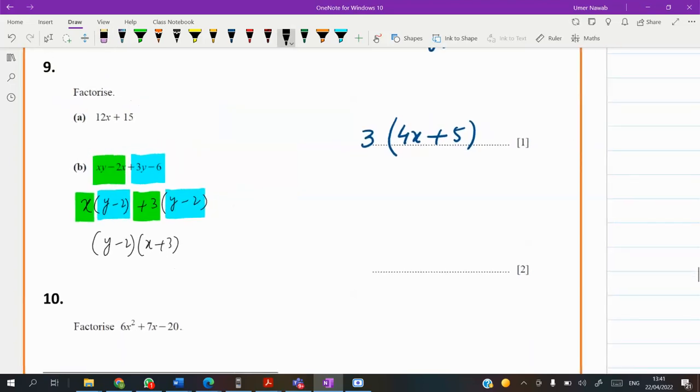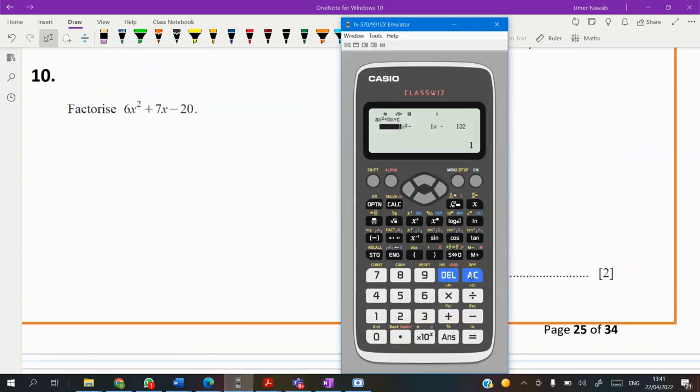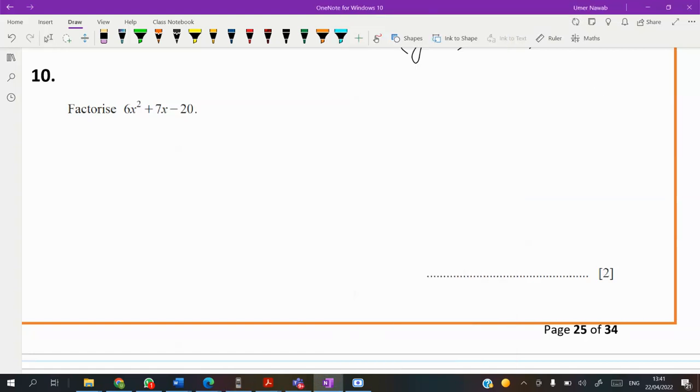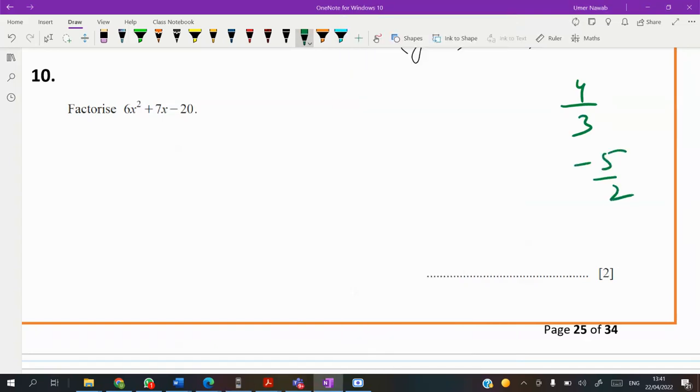Copied here. Quadratic factorization, go to the calculator. 6, 7, minus 20. You get 4 over 3. 4 over 3, first critical point. Second is minus 5 over 2. Oh, wow. Now, interesting thing which I want to tell you guys: how to convert the critical points into the factor.